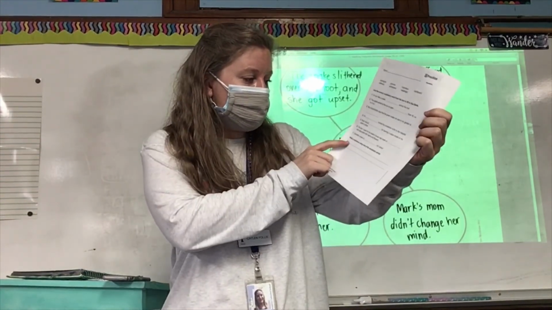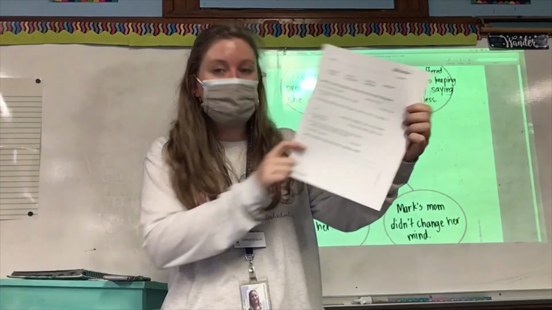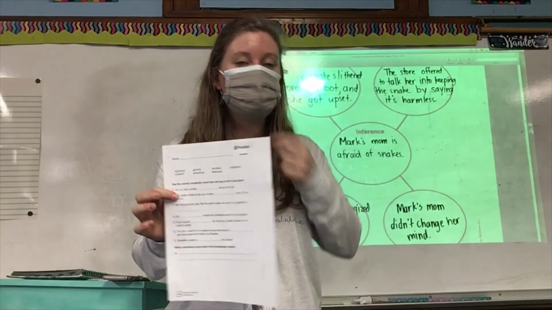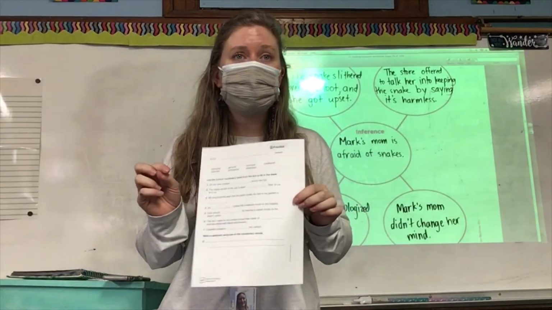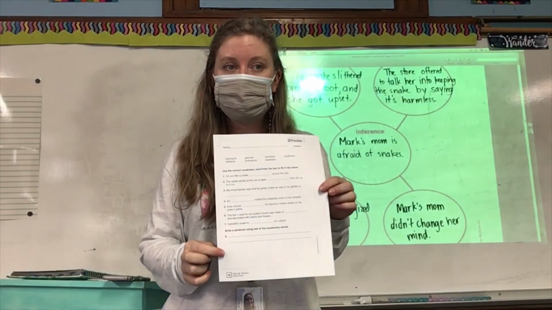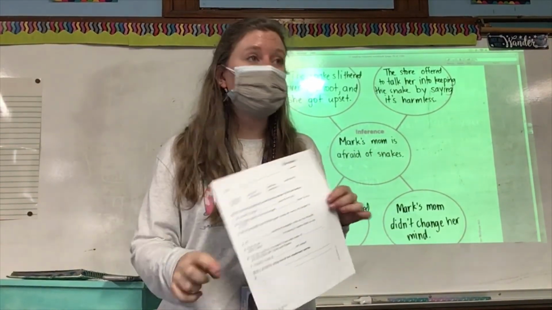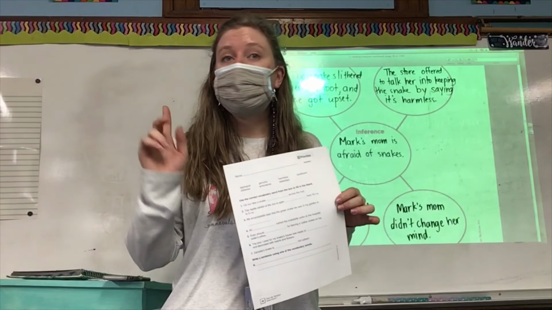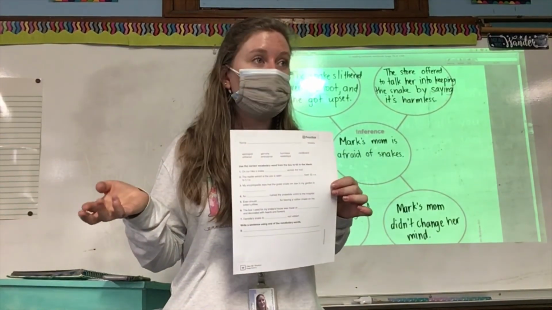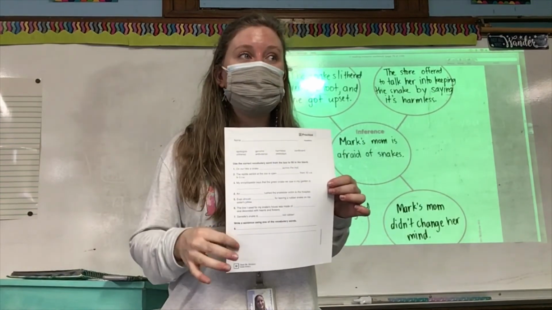Then the bottom says, number 8 says, write a sentence using one of the vocabulary words. You choose one, you use it in a sentence. Make sure you use it correctly. If it's a verb, don't use it as an adjective. If it's a noun, don't use it as a verb. You may make nouns plural, and you may make verbs past tense, future tense, present tense, whatever. But you cannot change the meaning of the word.